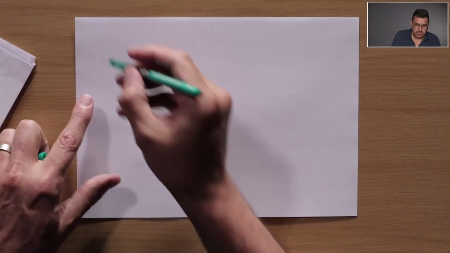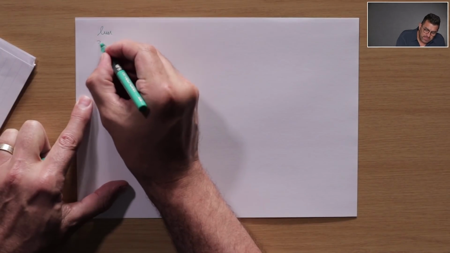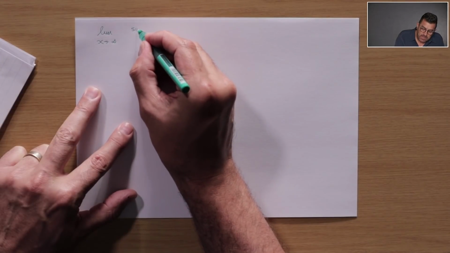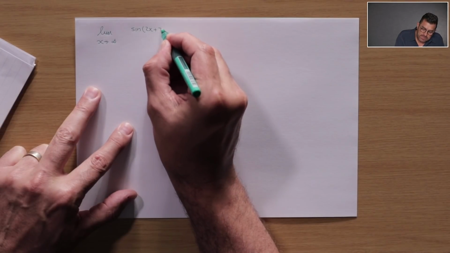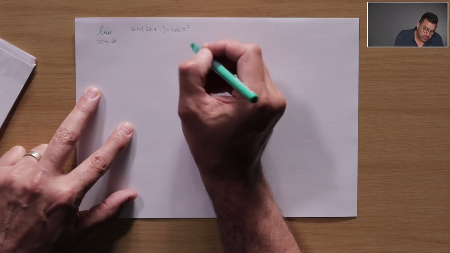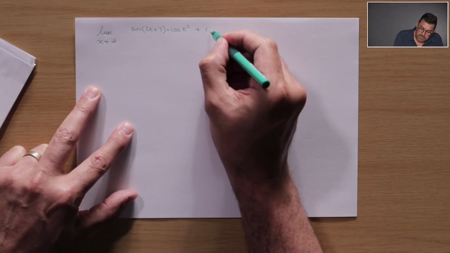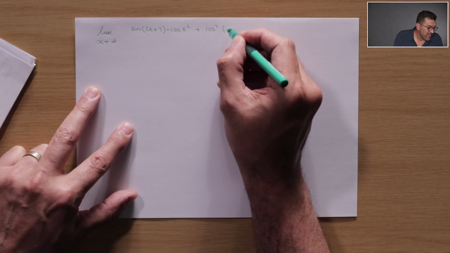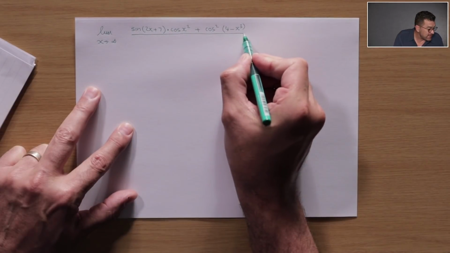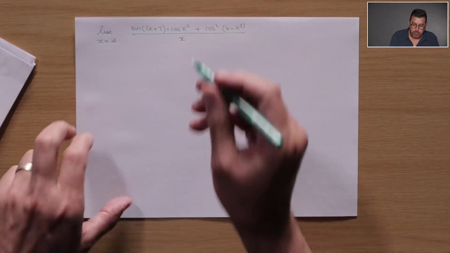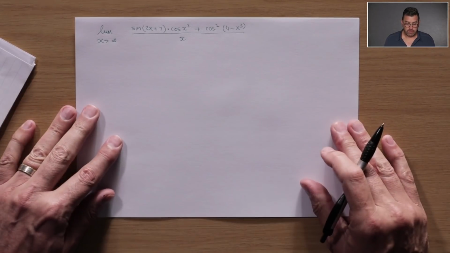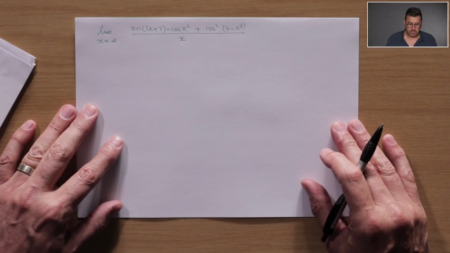It says the limit when x is approaching infinity again, and we're looking at the sine of 2x plus 7 multiplied by the cosine of x squared plus, look at this now, cos squared of 4 minus x cubed, and all of this is divided by the x. That's a mouthful. Now we need to decide, where do we start?